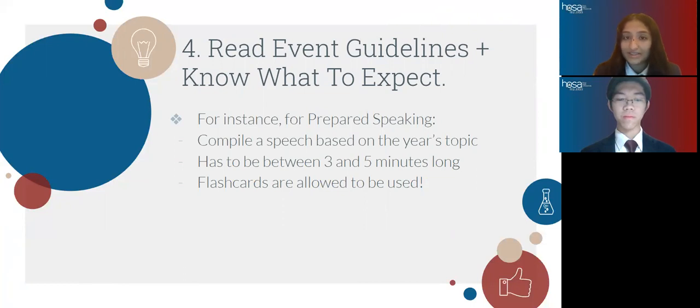So knowing these guidelines will definitely help you be prepared for any event that you're going into, right? The guidelines are the key to doing extremely well in the competition, and Dorian also can attest to that. Knowing the guidelines is definitely key.